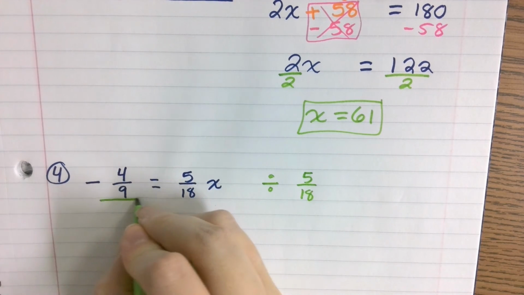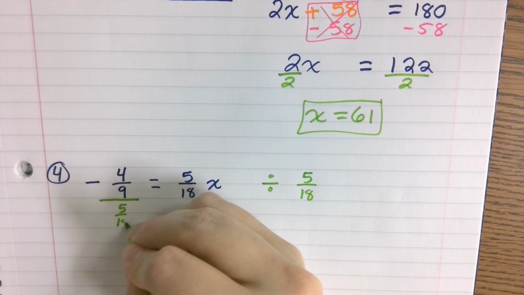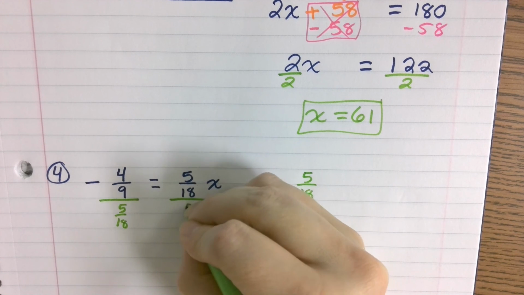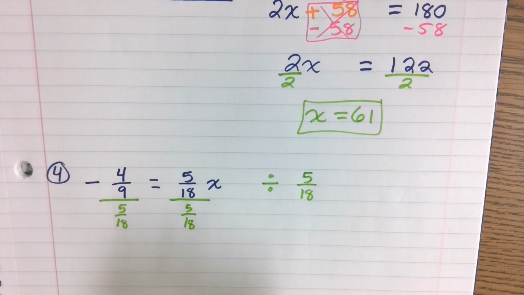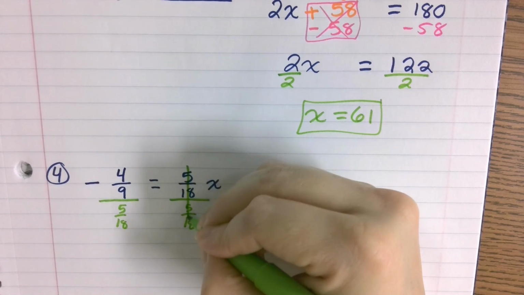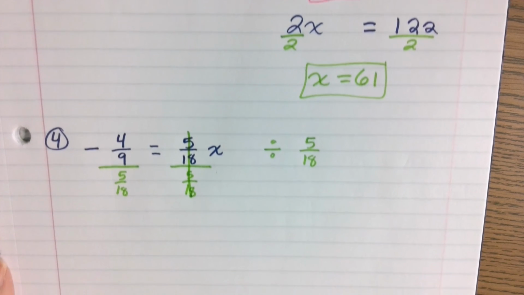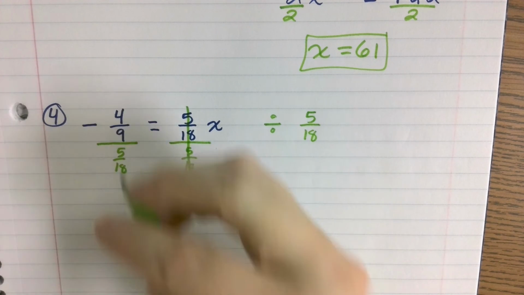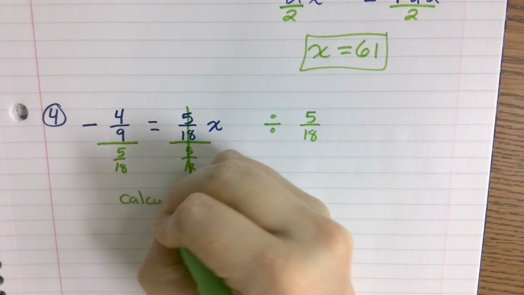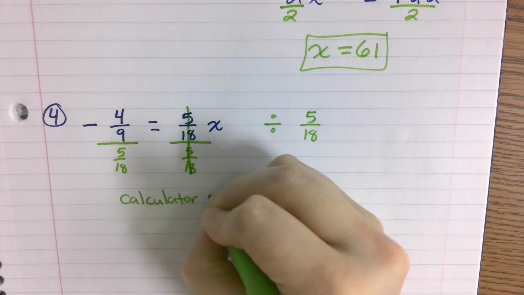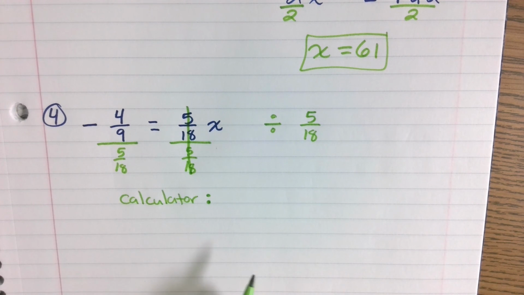Okay, so I'm going to divide this side by 5 over 18, and I'm going to divide this side by 5 over 18. Now, some of you are good about making sure to divide by the correct number, but you're not so good about setting it up correctly in your calculator. So in the calculator, who can raise their hand and tell me what order I'm going to type this problem?